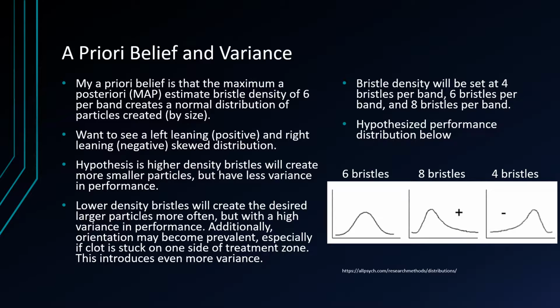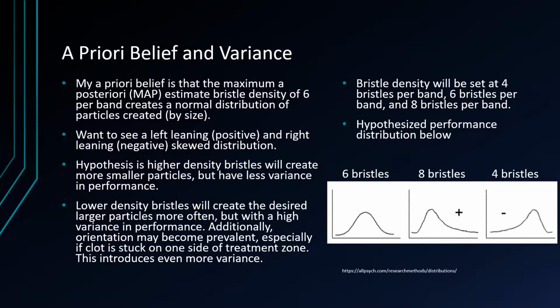Additionally, in a lower density bristle morcellator, orientation may become prevalent, especially if the clot is stuck on one side of the treatment zone, which is very often the case. This introduces even more variance, which may offset the increased performance.